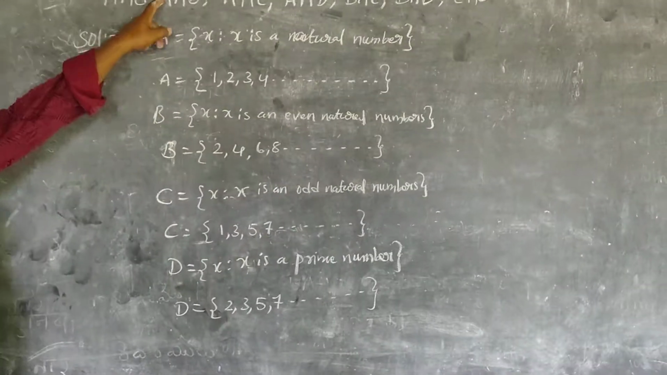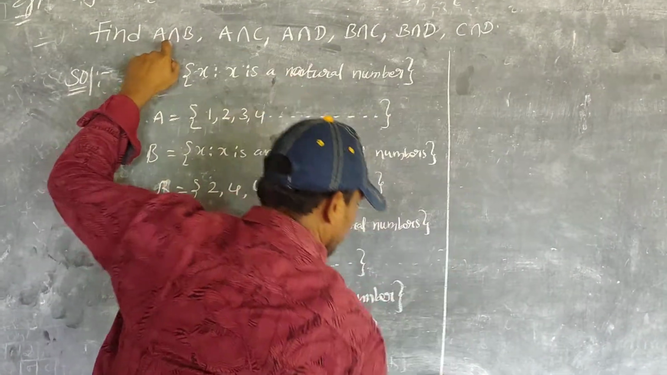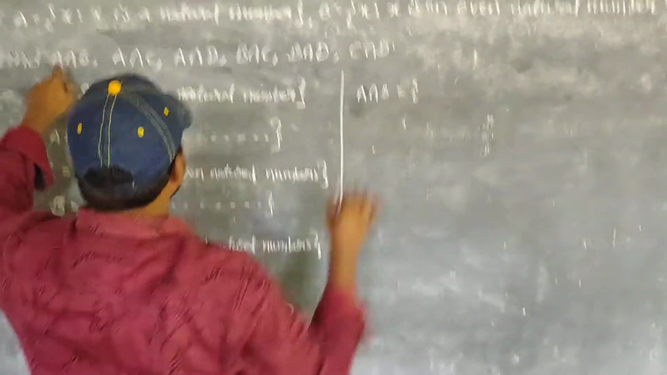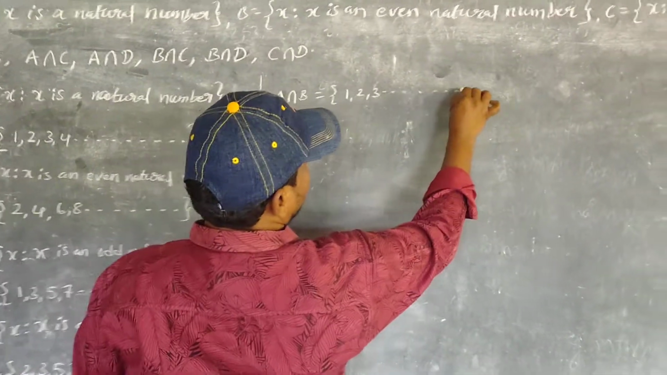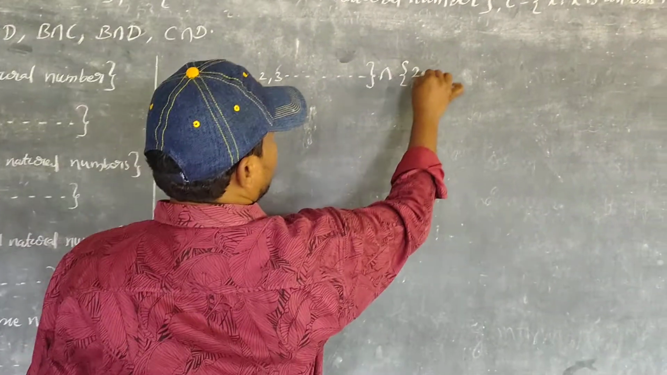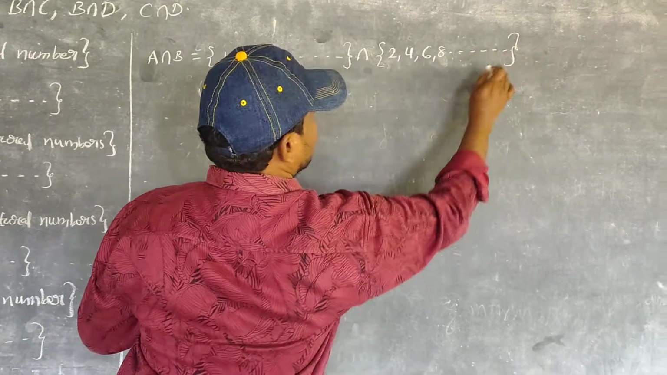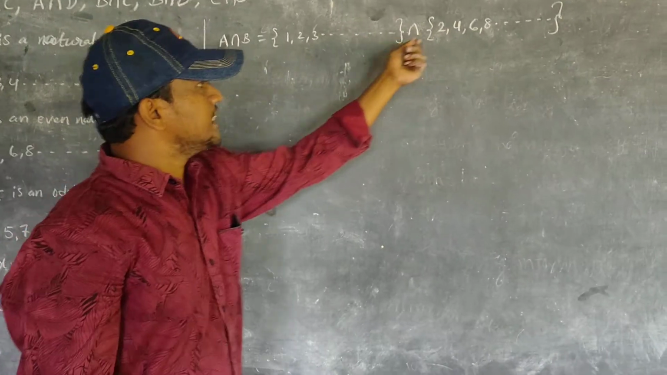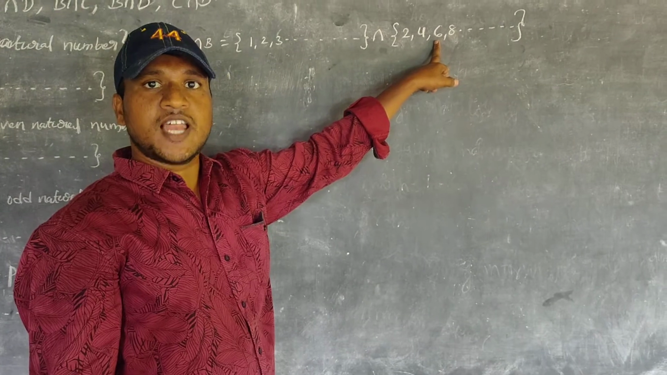Okay, first find A intersection B. Set A is 1, 2, 3 and so on. Intersection. What is set B? 2, 4, 6, 8 and so on. What are the common elements? Only the even natural numbers are common.